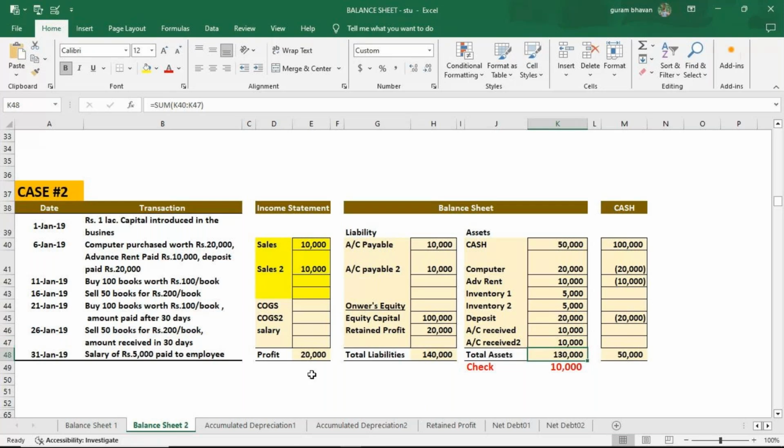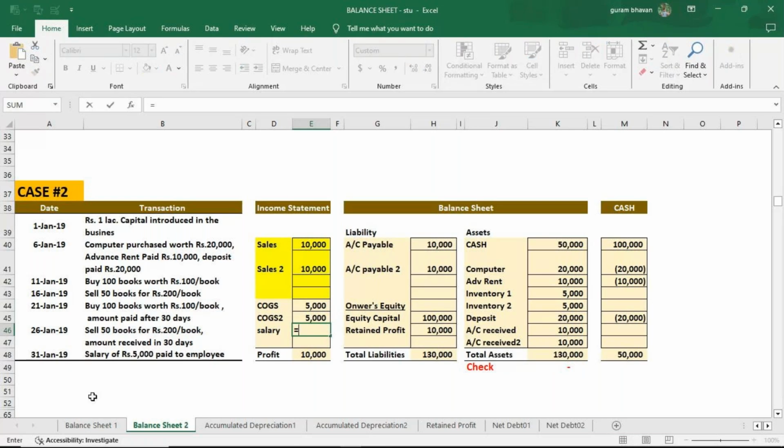COGS, so cost of goods sold. I have sold 50 books, so the cost that is incurred, I have spent 100 rupees per book for this. COGS equals 50 into 100. Salary 5,000 rupees paid. I am paying salary by cash, equals minus 5,000. So the total assets and liability will be 1,25,000, wherein I have put my income statement as well as my cash statement also.